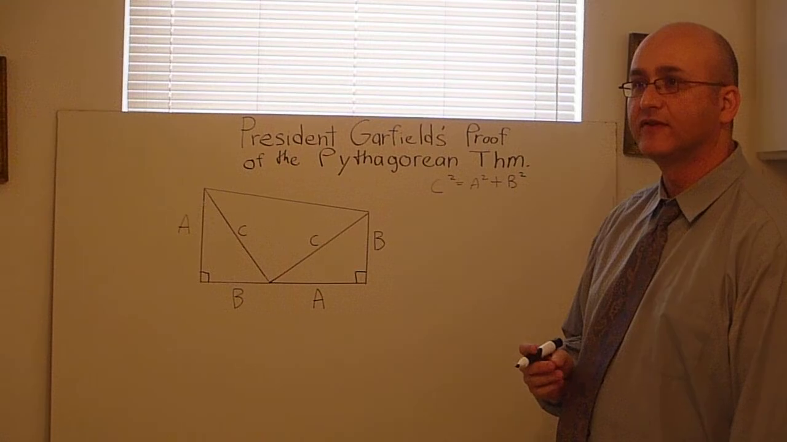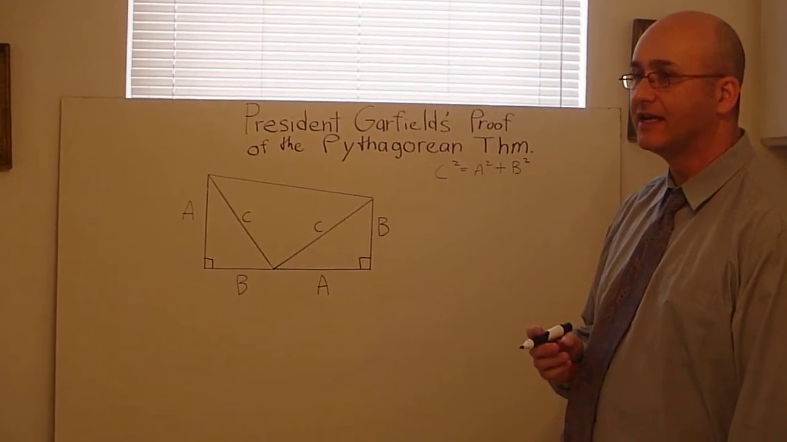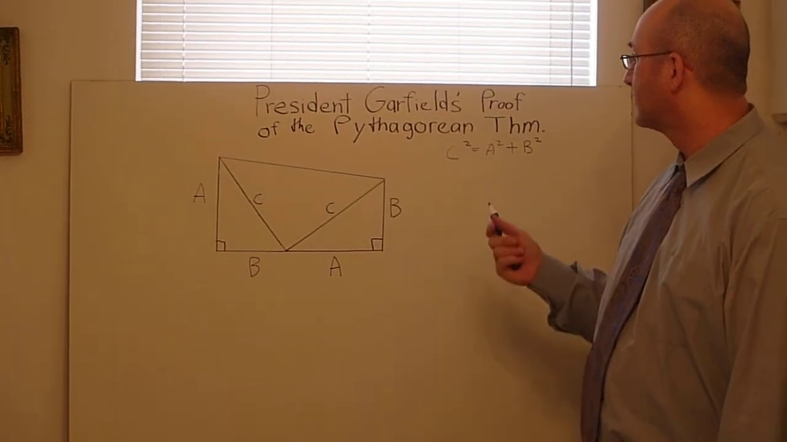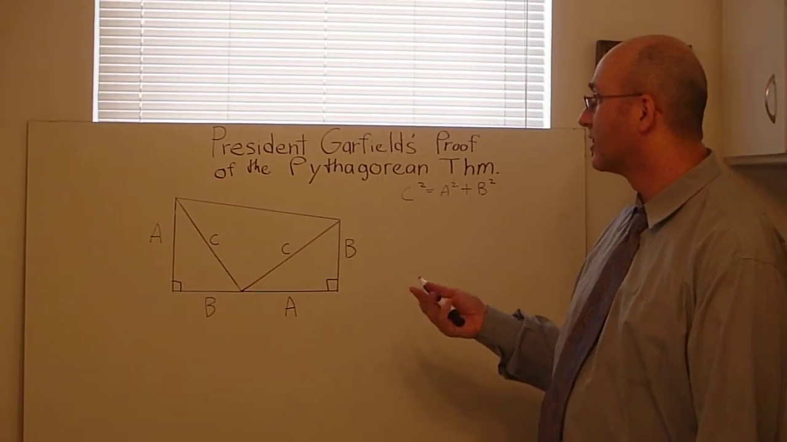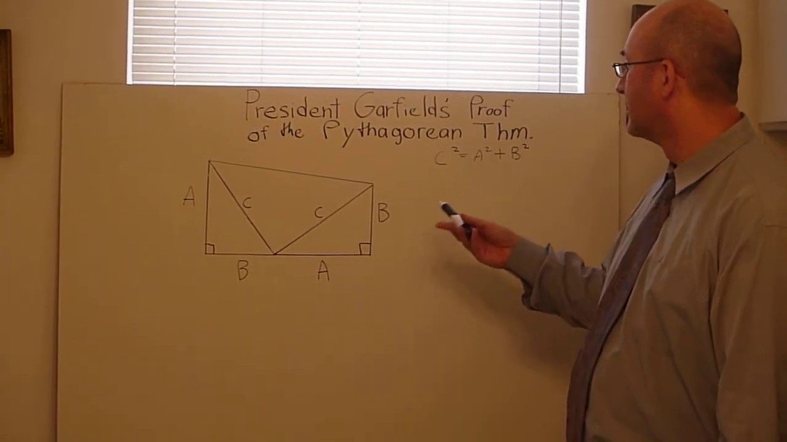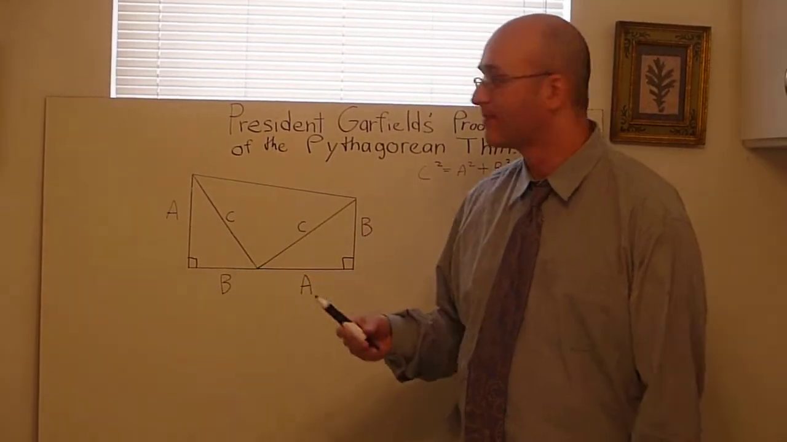Now, President Garfield was assassinated around 1880, but this is perhaps his greatest accomplishment. I think this makes him one of the greatest presidents ever. What other president in the 20th century or the 21st could have proved the Pythagorean Theorem?